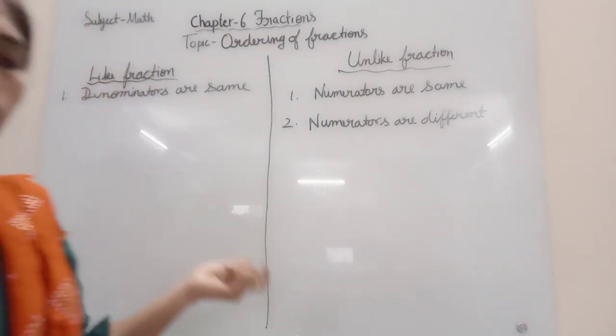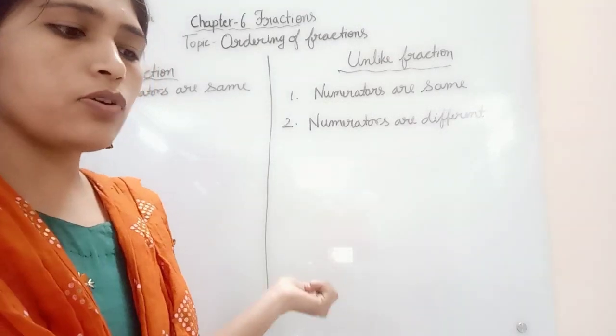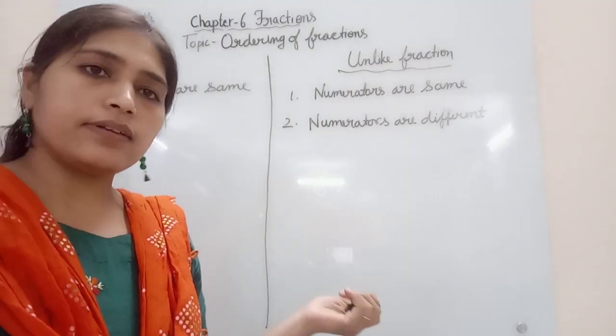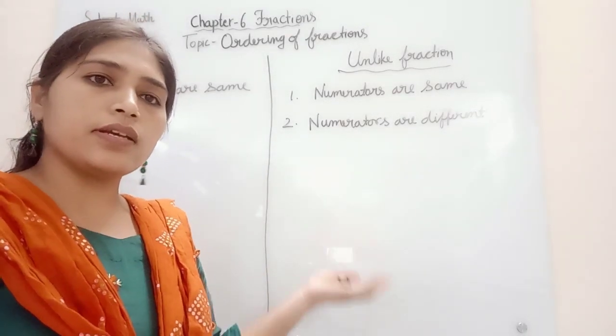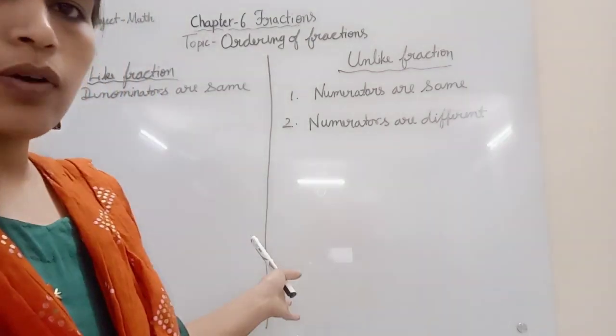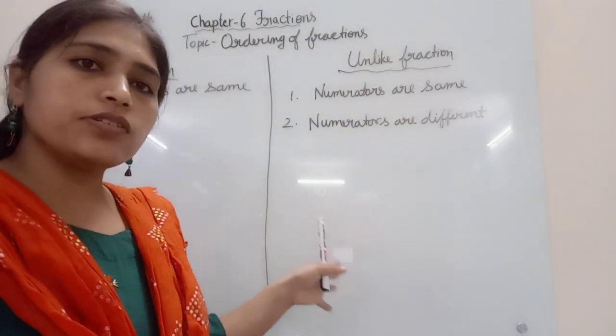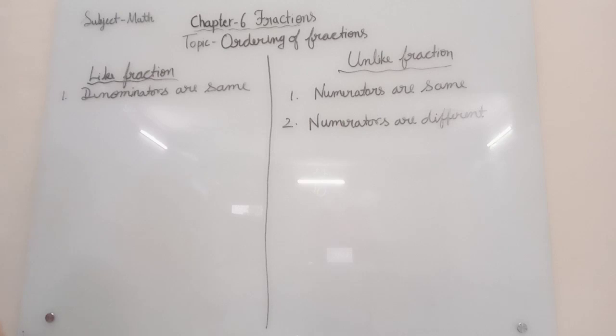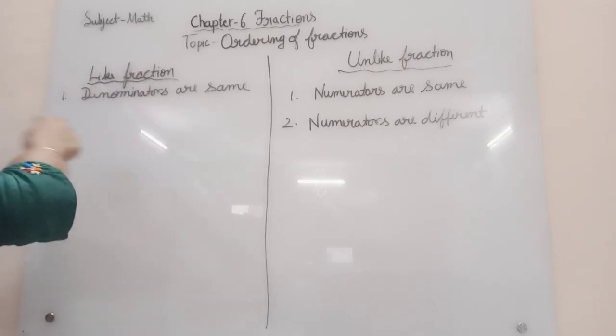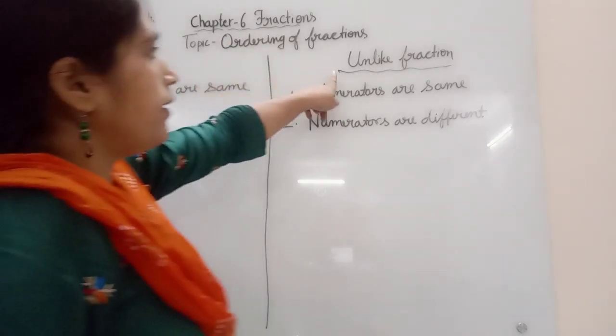So, this ordering of fractions, the whole exercise is based on it. Let's try 7, let's try 6, My Turn 7, My Turn 6 also. It is based on this topic, so you must watch it carefully. Now look here. There are two types of fractions, like fractions and unlike fractions.